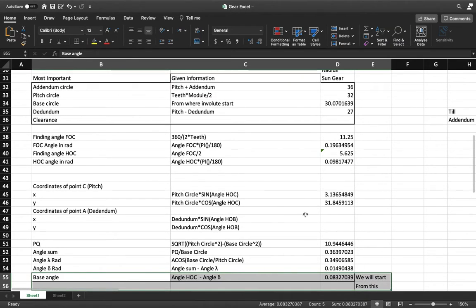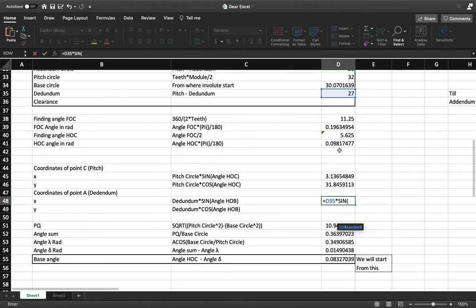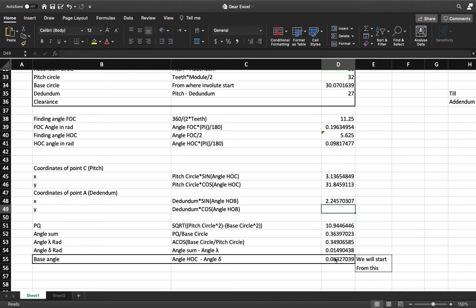Yes. So back to the dedendum. It equals dedendum multiplied by sine angle HOB. Correct. I'm sorry. Dedendum multiplied by cos angle.